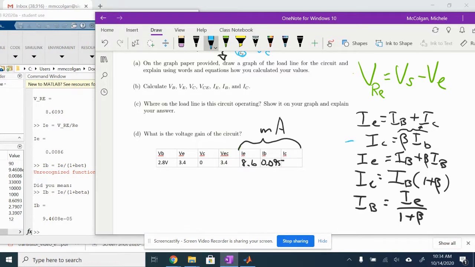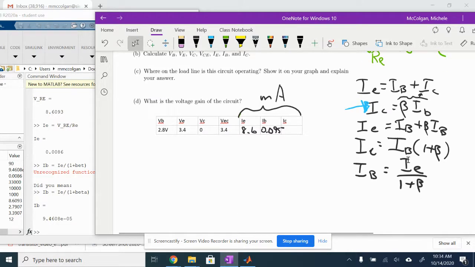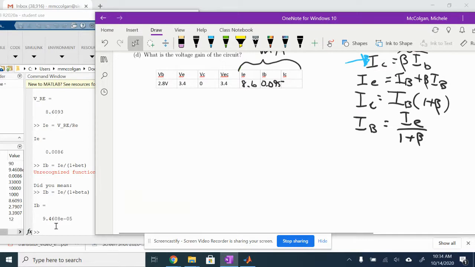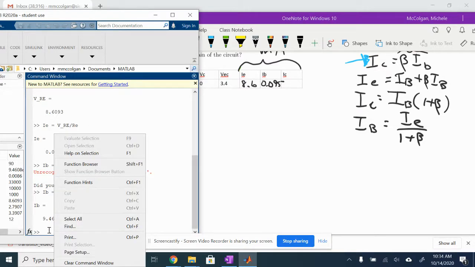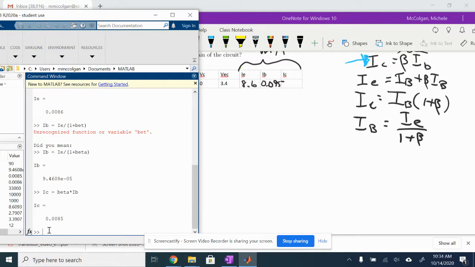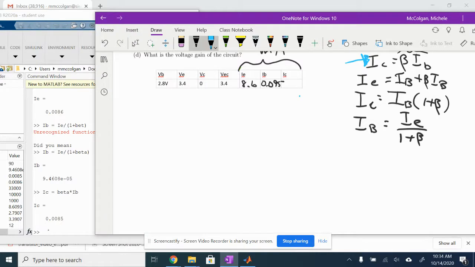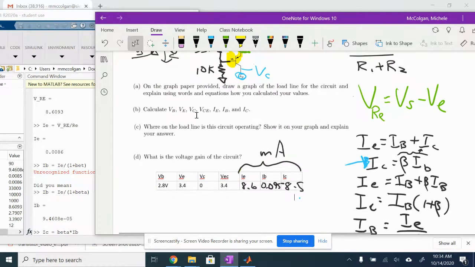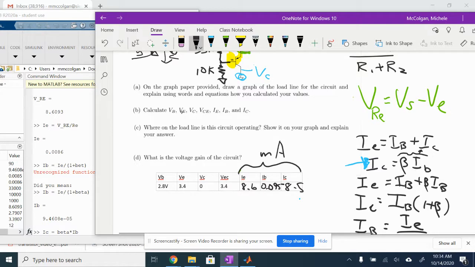And now remember, I can use this equation again to calculate my IC, because I have beta and I have my IB. So over here in my Matlab, IC is equal to beta times IB. And I get 0.0085, and so that's 8.5 milliamps. So I have all of my currents and voltages now. I haven't done the graph yet, but I've completed this step.